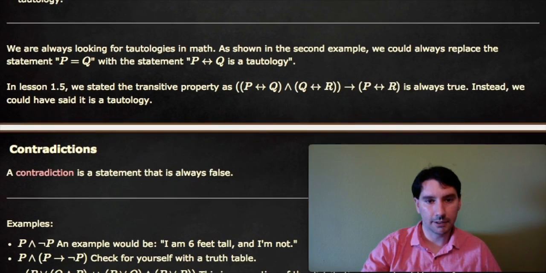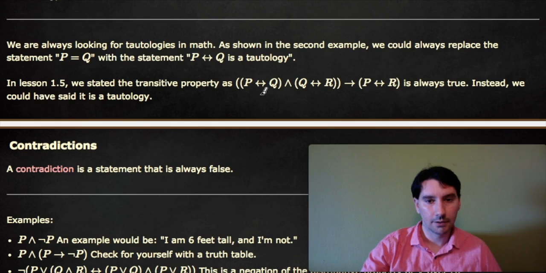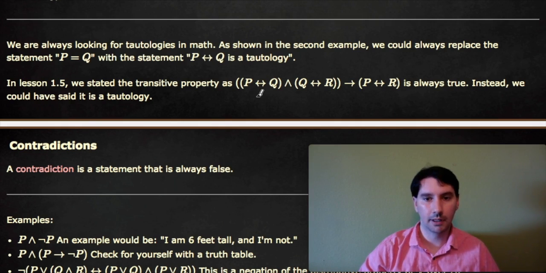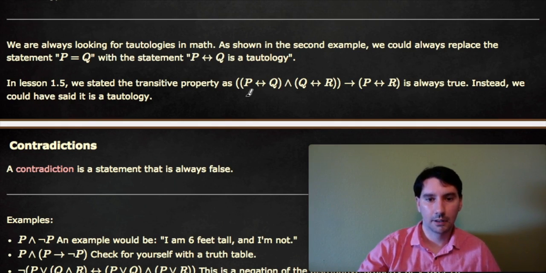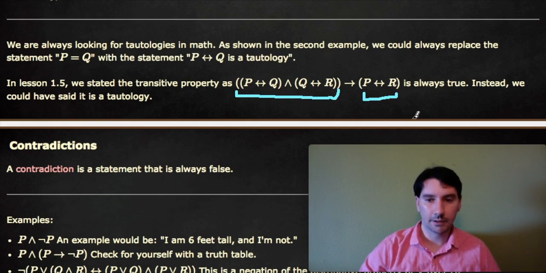So for example, we've said that if and only if is transitive, meaning that if P if and only if Q, and Q if and only if R, if all that, then P if and only if R. That's an always true statement. It's kind of like saying if P equals Q and Q equals R, then P equals R. And this is going to be a tautology. It's an always true statement because it's a general rule in math.